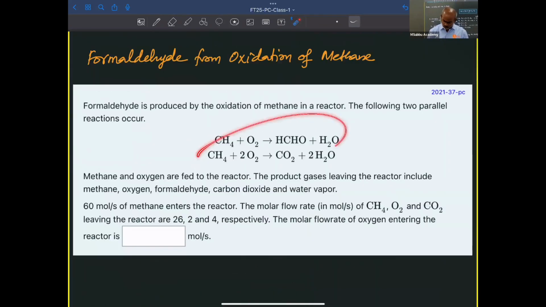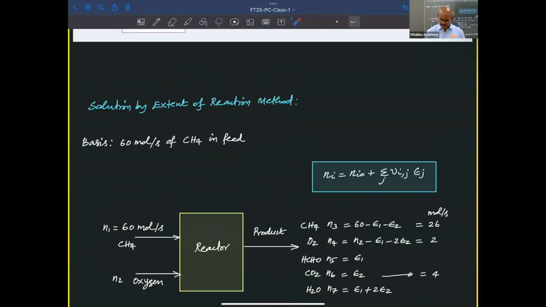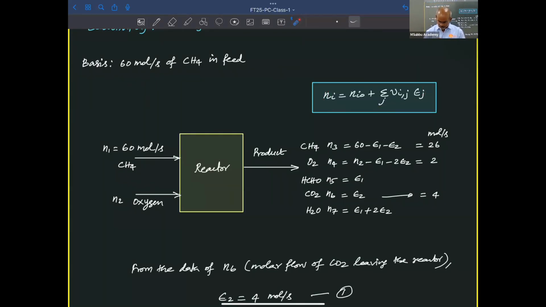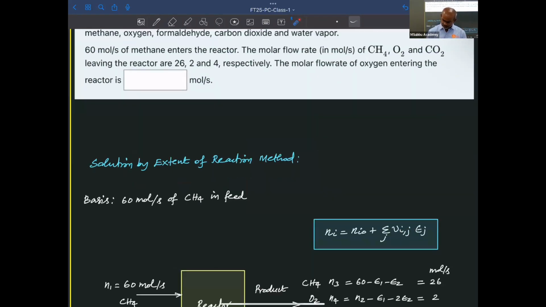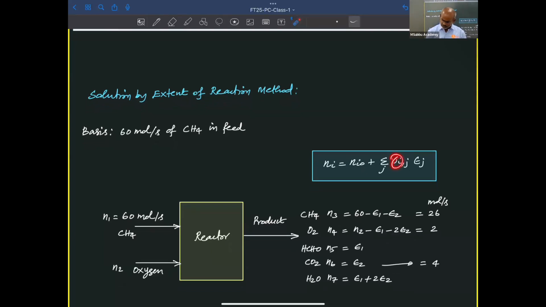Now we have this equation, which you would have come across in thermodynamics in the reaction equilibria part, discussed in the Smith and Van Ness book. Ni refers to the moles of a component in the reaction mixture, which is equal to what is there initially, Ni naught, plus the summation of what is consumed or generated. Nu i j refers to the stoichiometric coefficient of component i in the jth reaction, multiplied by the extent of the corresponding reaction.